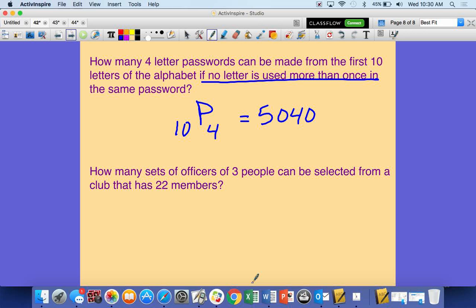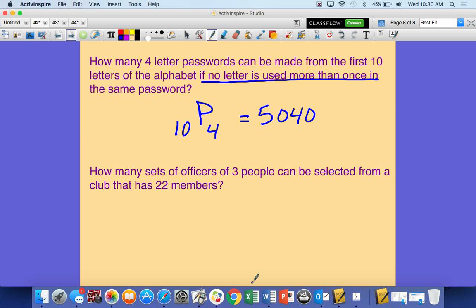How many sets of officers of 3 people can be selected from a club that has 22 members? Alright, does the order matter here? Do you have to be chosen? Does it say that you have to be chosen in a certain order? No, it just says how many different groups. Okay, so whether you're chosen first, second, or third, that doesn't matter.